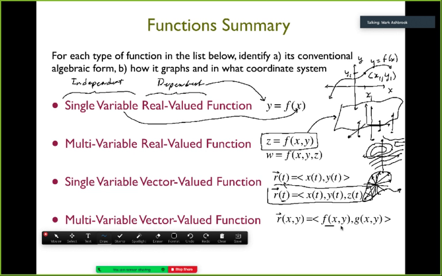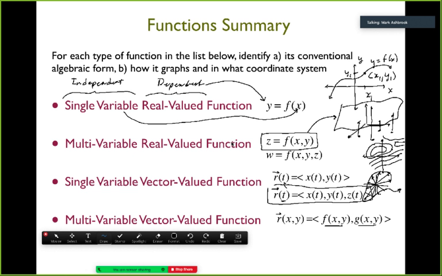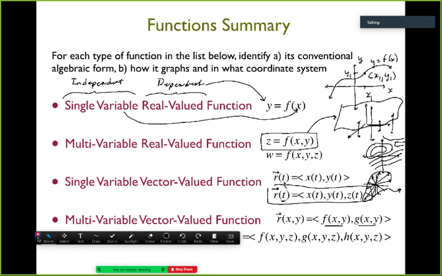And now notice each component of the vector is a multivariable real valued function, right? It's taking 2 values and spitting back 1 to be that component of the vector. So we have 2 multivariable real valued functions that are the components, put them together, it makes a vector. So we could have an R3 version of this too. So this is what we're going to work on today, what we haven't done yet. Multivariable vector valued functions. Okay, so let's do that.